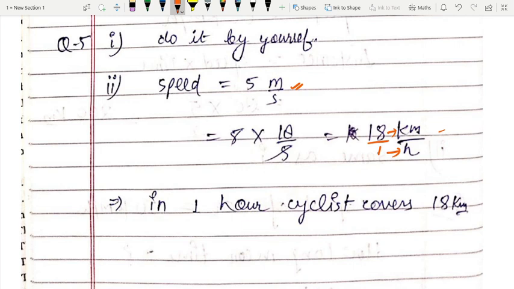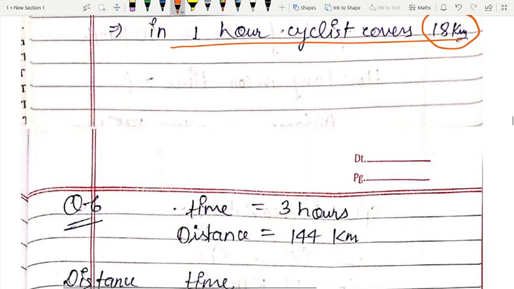So that is our answer. In 1 hour the cyclist covers 18 kilometer. If it is clear, just say yes sir in the comment box.